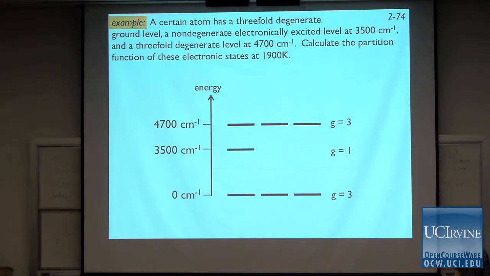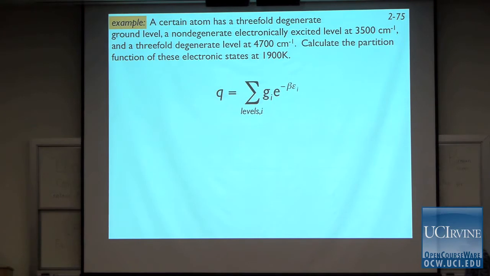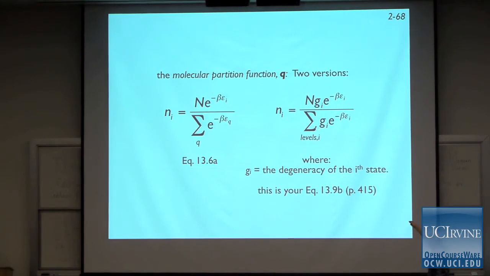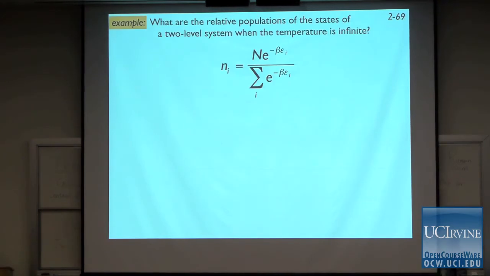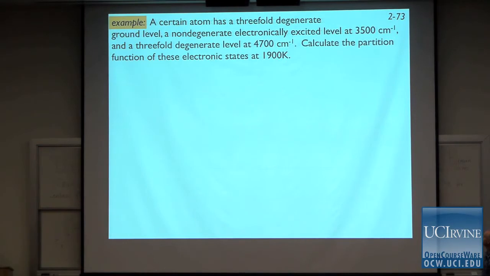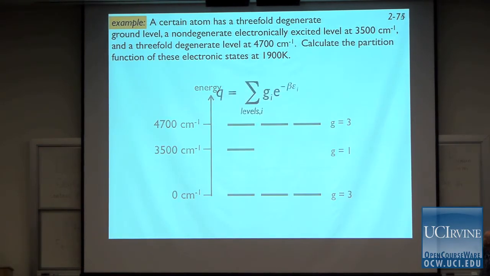Calculate the partition function. What is the partition function? It's this guy. This is the denominator of that expression that we were looking at earlier. There's two partition functions. I'm using the version that has the degeneracy in it because we've been told about the degeneracy. Here's a version with the degeneracy. Here's a version without it. We need this one because we have degenerate states in this system.